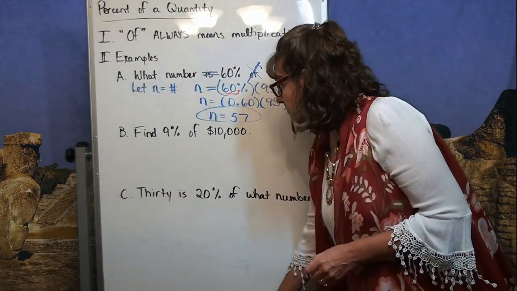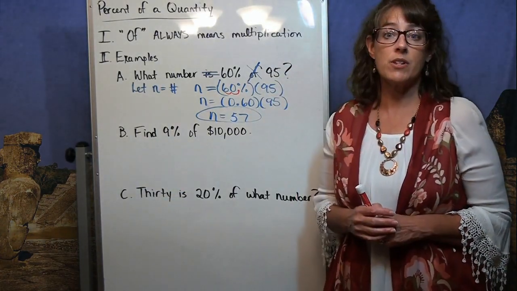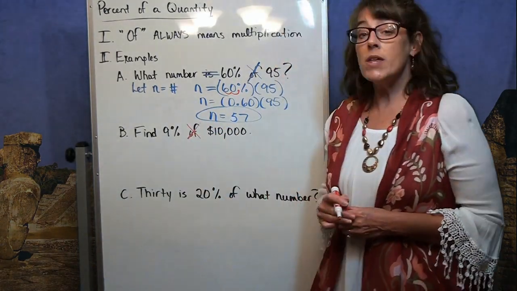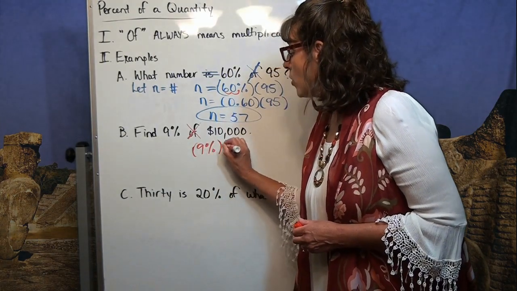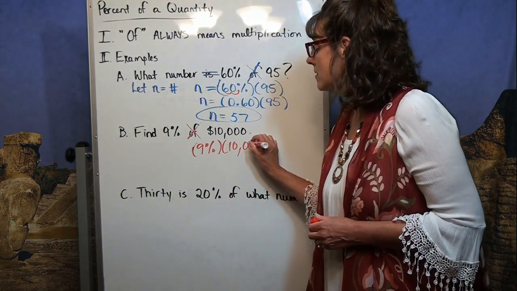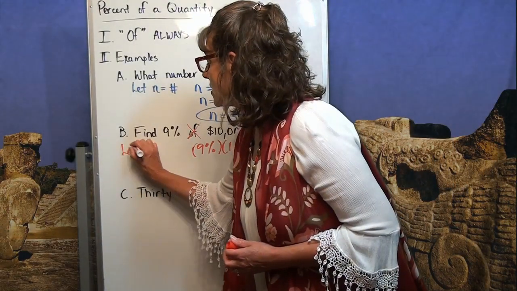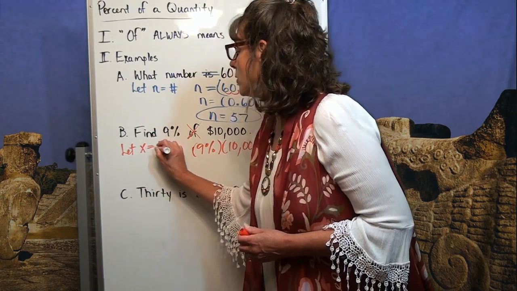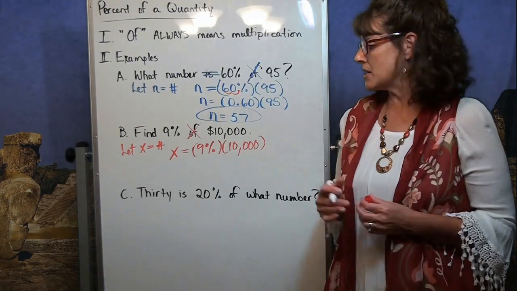All right, let's try another one. This one says find 9% of 10,000. There again, that word of indicates multiplication. So that tells me I'm going to take that 9% and multiply it by this 10,000, and that will give me the number that I'm looking for. So let's just assign a variable. Let's let x equal that number that I'm looking for. So that x is going to be 9% times 10,000.